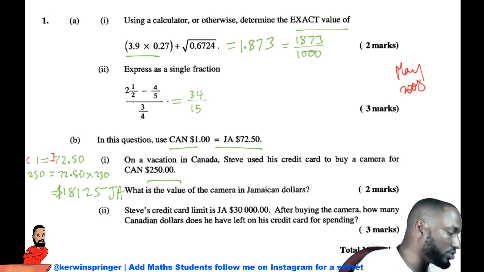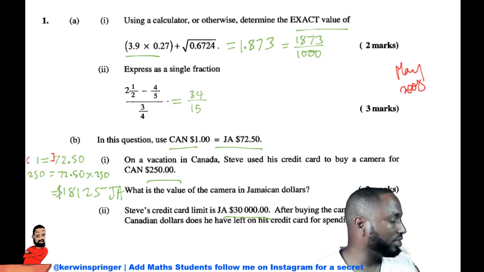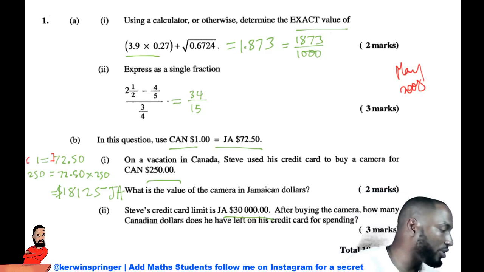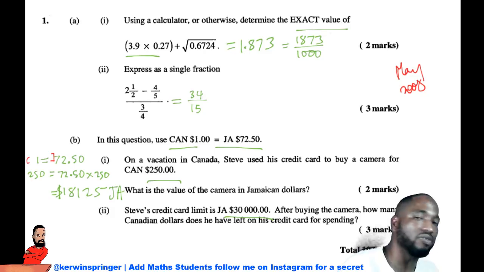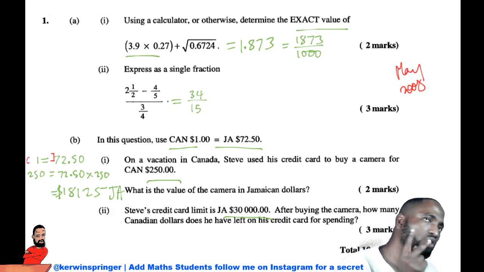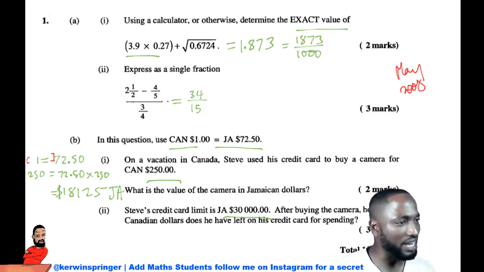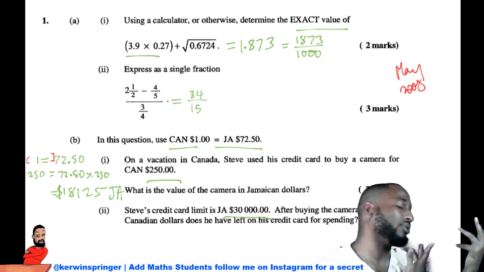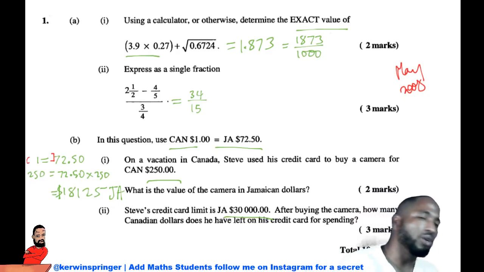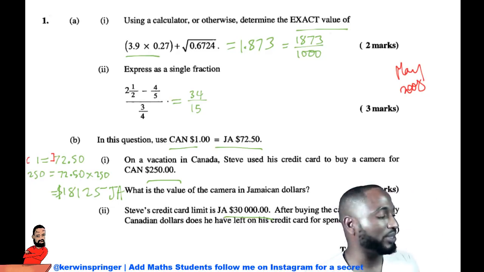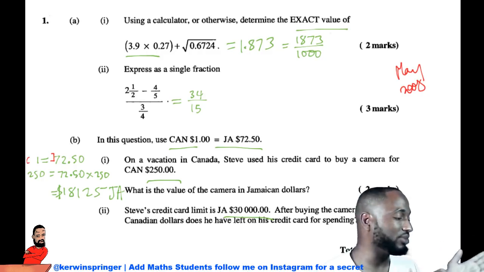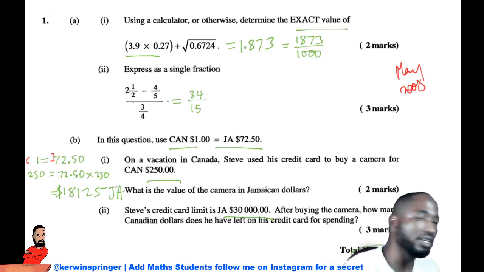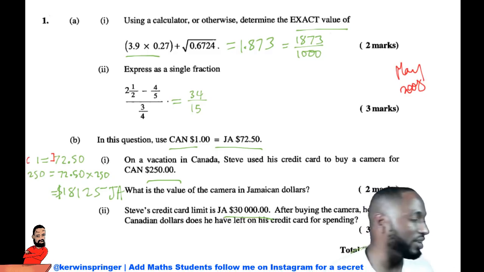And let's go on. Steve's credit card limit is 30,000 Jamaican. After buying the camera, how many Canadian dollars does he have left? I've seen questions similar to this come 2 or 3 times with a credit card and a limit, and they make you do a little takeaway in the other currency and then come backwards just to be a little creative. But remember, they don't have as many marks to play with as they had back in the days, because this question is out of 10 marks. The first question is going to be out of 9 marks now.